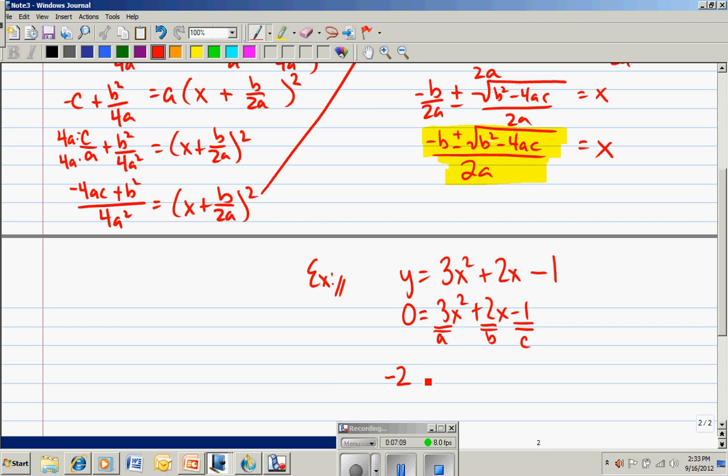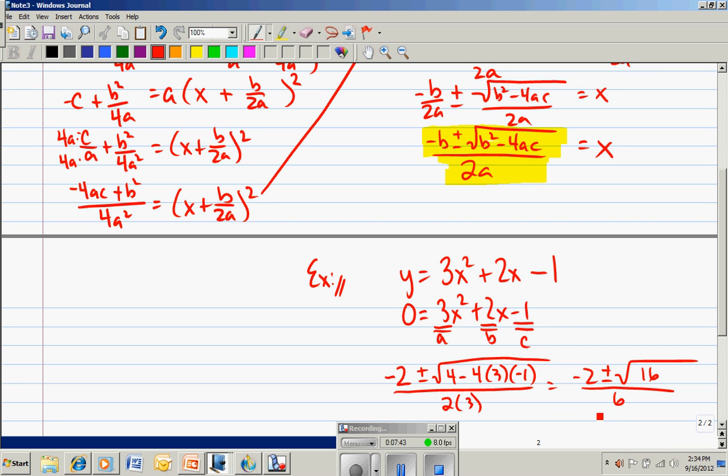So we'll do negative b, which would be the opposite of 2, it's negative 2, plus or minus the square root of b squared, which is 2 squared, so that's 4, minus 4 times a, which was 3, and c is negative 1, all over 2 times a, which is 3. Now we can simplify. Negative 2 plus or minus the square root. Now the inside we have 4 minus 4 times 3 times negative 1. Negative 4 times negative 1, that's positive 4 times 3 is 12, and 4 and 12 is 16, all over 6. So this is actually pretty helpful because we do know the square root of 16 is 4.